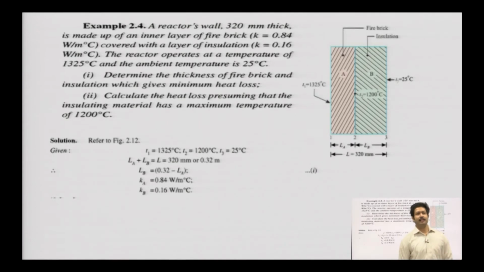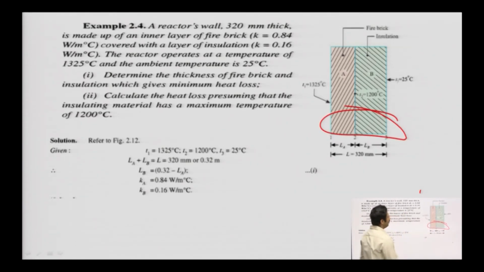Now next, you can see we are entering into the composite zone. A reactor's wall 320 mm thick is made up of an inner layer of fire brick, K equals 0.84 watts per meter degree Celsius, covered with a layer of insulation, K equals 0.16 watts per meter degree Celsius. The reactor operates at a temperature of 1325 degrees Celsius and the ambient temperature is 25 degrees Celsius. First off, you need to determine the thickness of the fire brick and the insulation which gives minimum heat loss, and calculate the heat loss presuming that the insulating material has a maximum temperature of 1200 degrees Celsius.